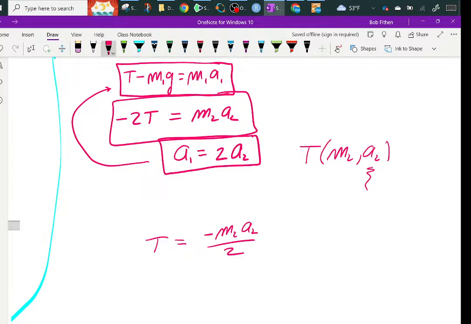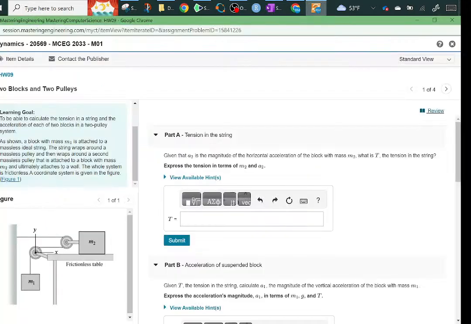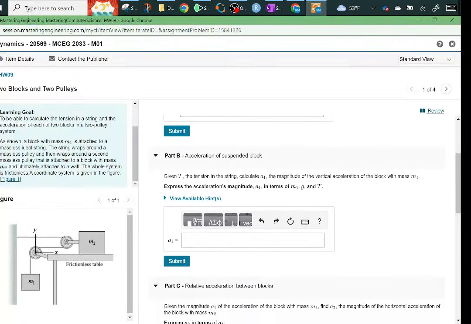I was going to kind of break them down all the way. Well, okay. Yes, you're correct. Acceleration of the suspended block. Now he's got, well, given T, the tension in the string, which I'm assuming was back there, A1, magnitude of vertical. Express the acceleration, magnitude A1.